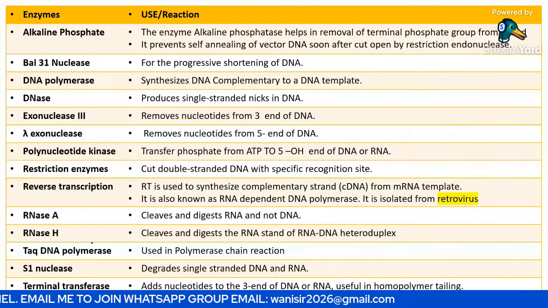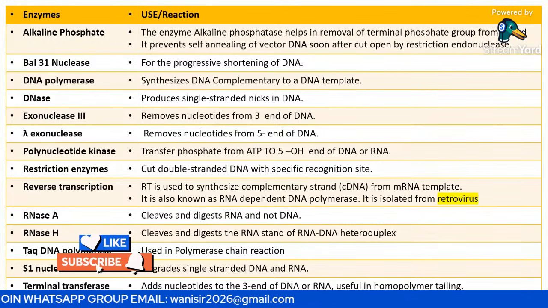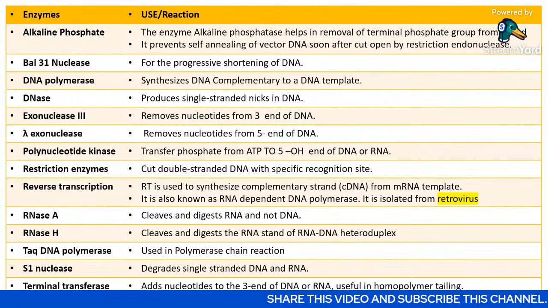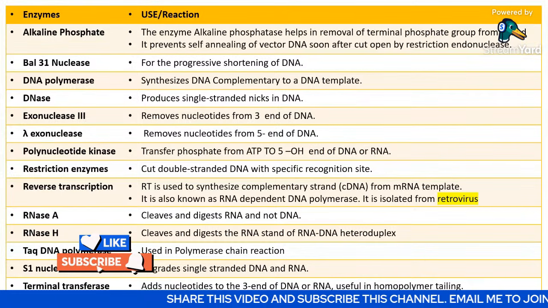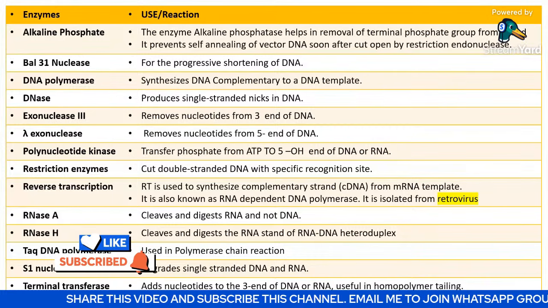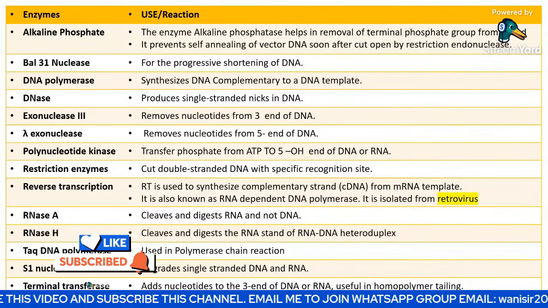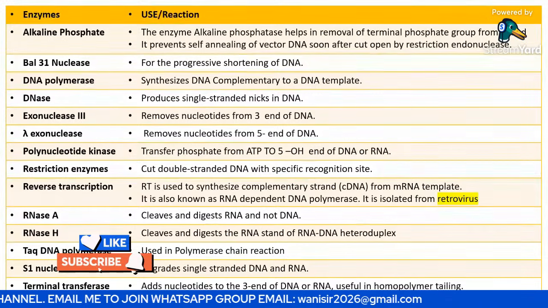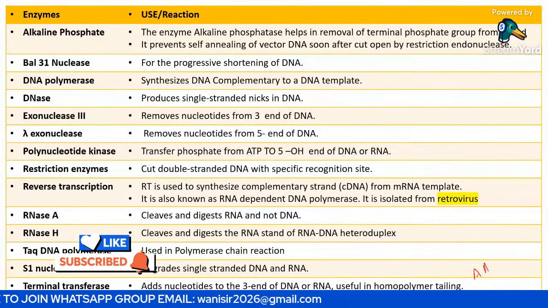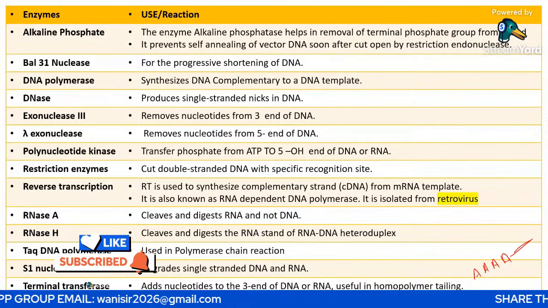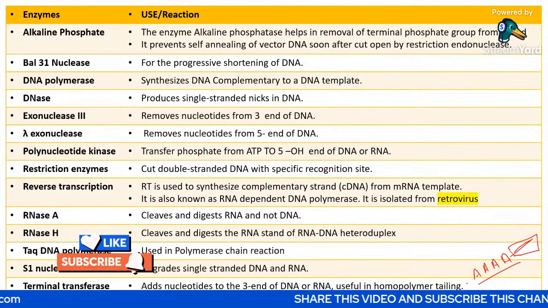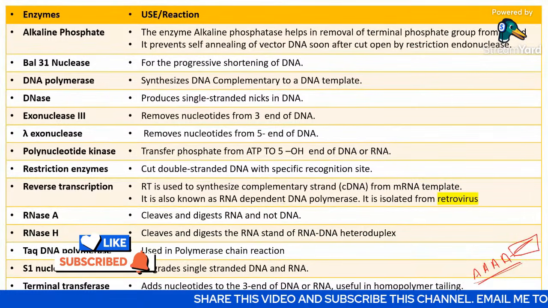Terminal transferases add nucleotides to the 3 prime end of DNA and RNA and are useful in homopolymer tailing. That means if we want to add AAA to the DNA strand or to the RNA strand, that is called homopolymer tailing, and it is done by terminal transferases. That means they help in forming this homopolymer tailing. If this is a strand of DNA and we want to add A to it, that is called a homopolymer tailing.